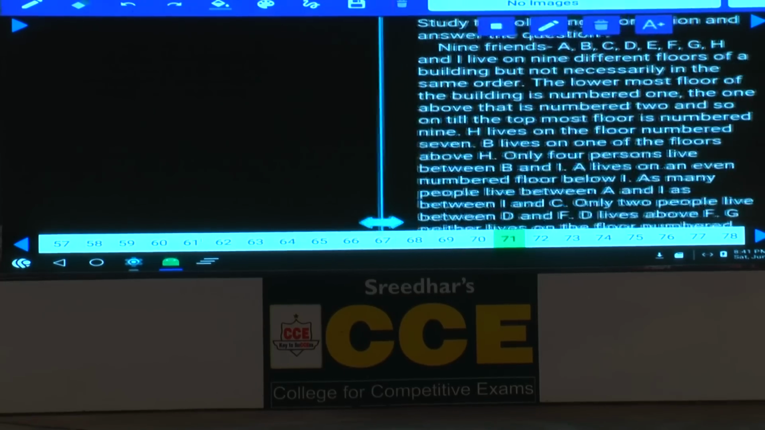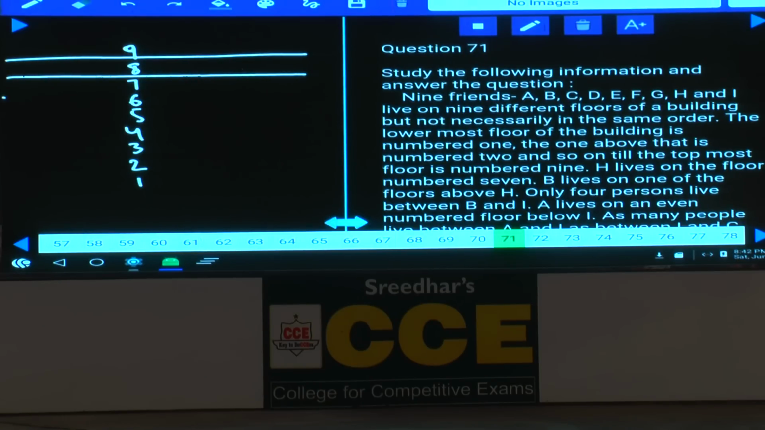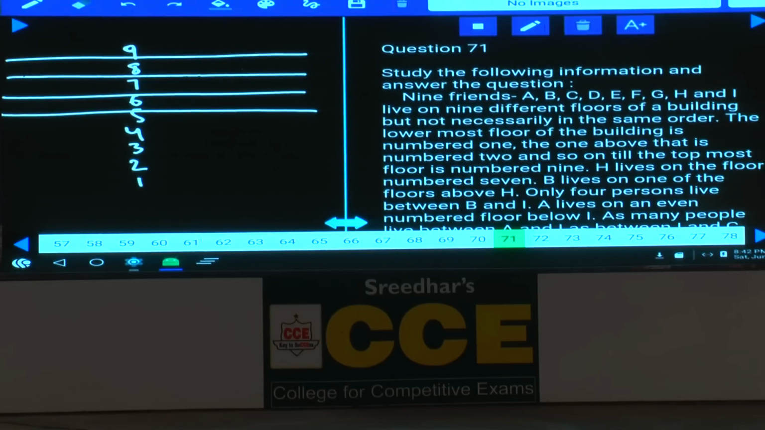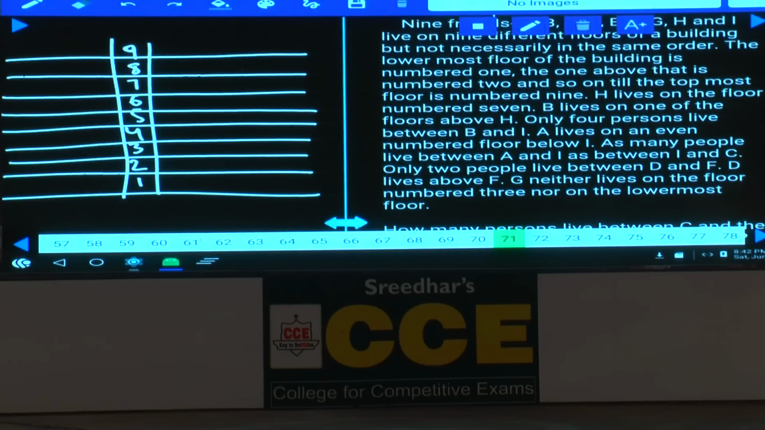Then 71 to 75. Now in this one, 9 friends A, B, C, D, E, F, G, H and I live on 9 different floors of a building but not necessarily in the same order. Lowermost floor of the building is number 1 and so on. 9 persons are staying on these 9 different floors, the ground floor is number 1, the floor above the ground floor is number 2 and so on. The topmost floor is number 9.